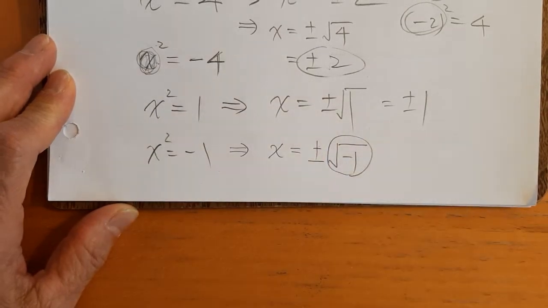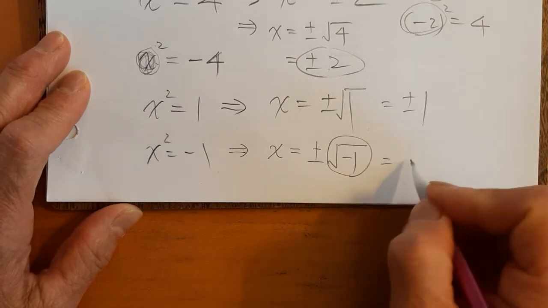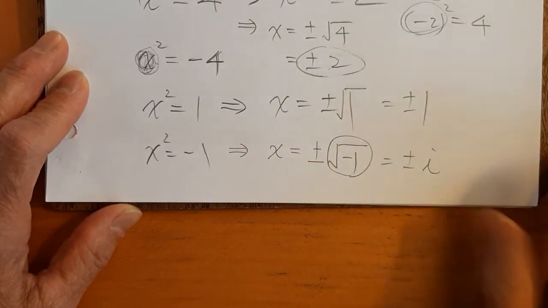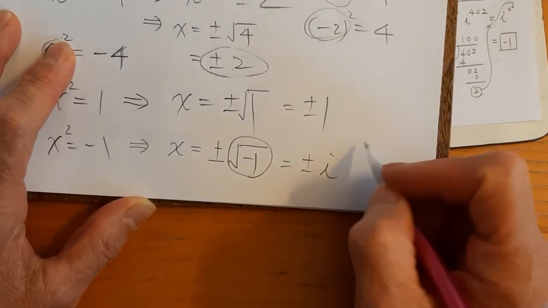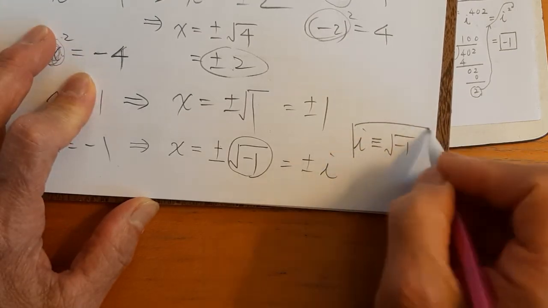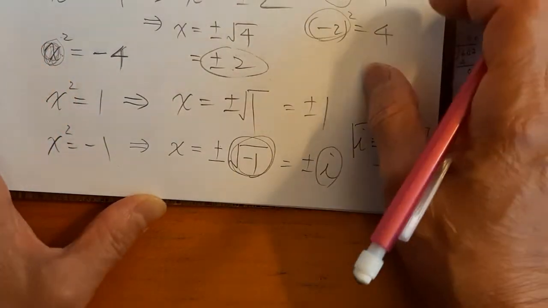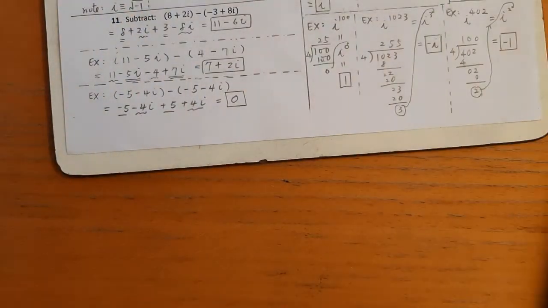And instead of writing this one, we create a number. That number is I, imaginary number. So we define I is equal to square root of -1. This one we define as I. So I is equal to square root of -1.